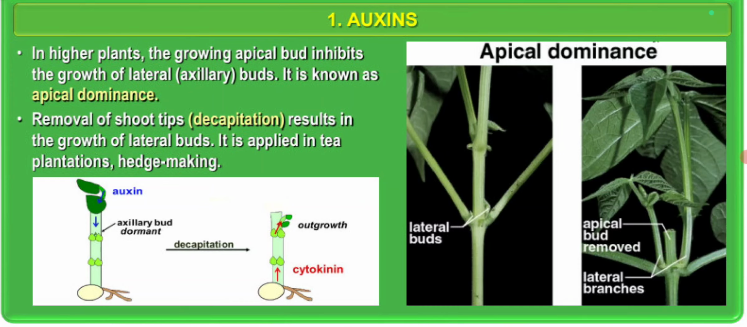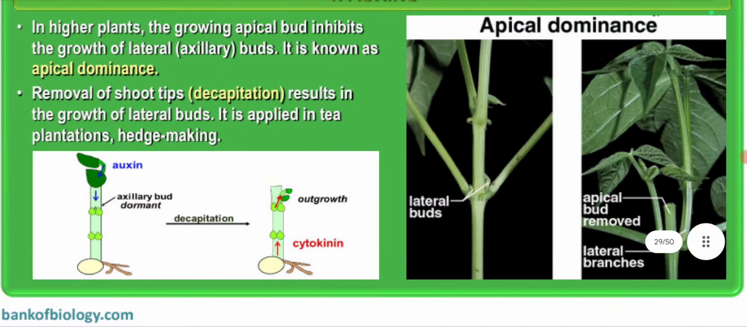Here you can see apical dominance in the first diagram, and then it is cut, the apical bud is removed and lateral branches are formed. Okay, that is called decapitation. Removal of the shoot tip is called decapitation.